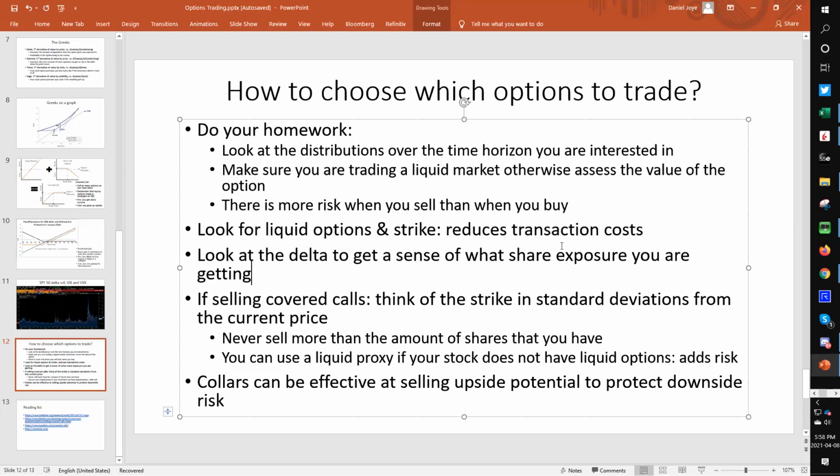Look at the delta to get a sense of what share exposure you are getting. If you're selling a covered call, it'll tell you how much you're reducing your exposure to the number of shares. If I'm selling an out-of-the-money option, which you're probably going to be doing with covered calls because the strike is above the current price, you'll probably have maybe 20% of the equivalent. So if you were long 100 shares, you're only reducing your exposure to about 80 shares, because you're subtracting 20 shares. That's a 20% delta, a stock that's slightly out of the money.